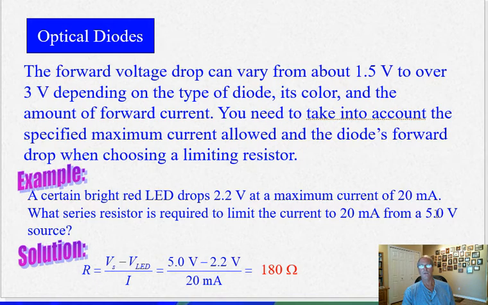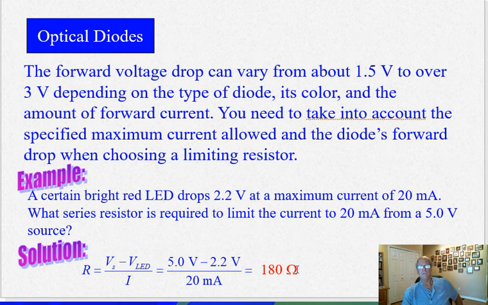So this example has 2.2 volts, 20 milliamps. They're running it from 5 volts. So the circuit is 5 volts minus 2.2 volts divided by 20 milliamps. So you're going to want a 180 ohm series resistor to limit the current. You can't just take 2.2 volts, which is the voltage drop, and hook it up to the LED, because there's no way of limiting the current. So you have to limit the current in the LED.